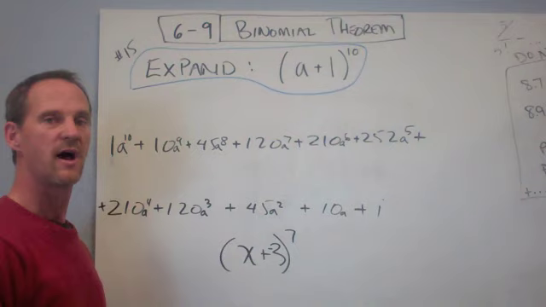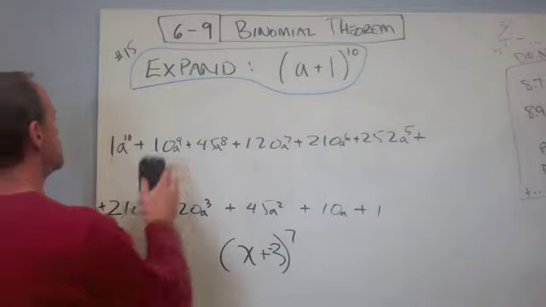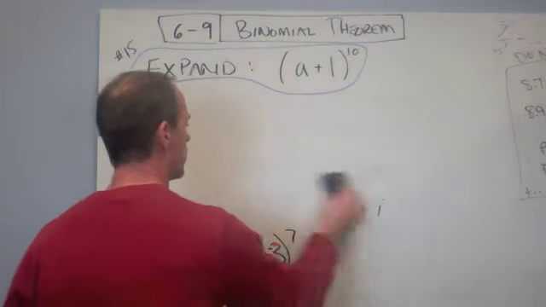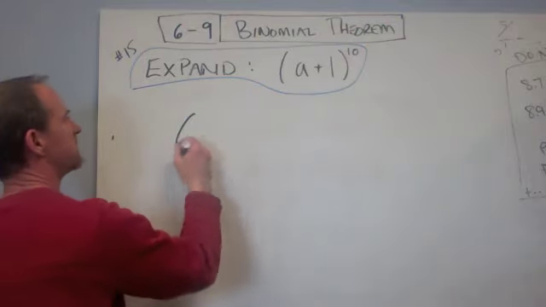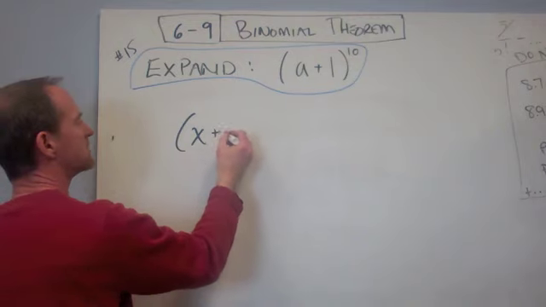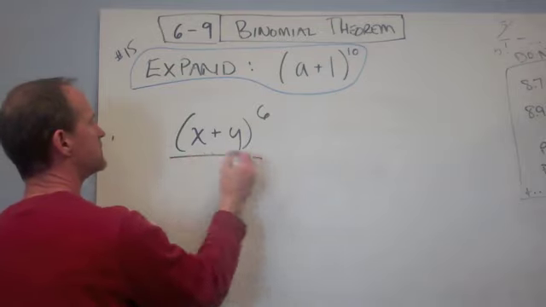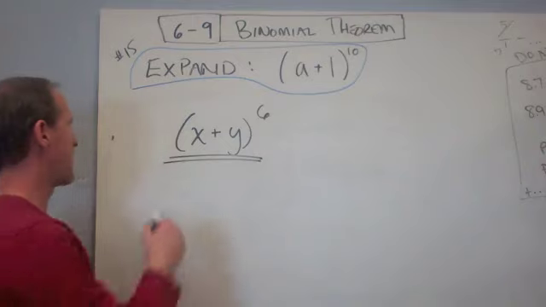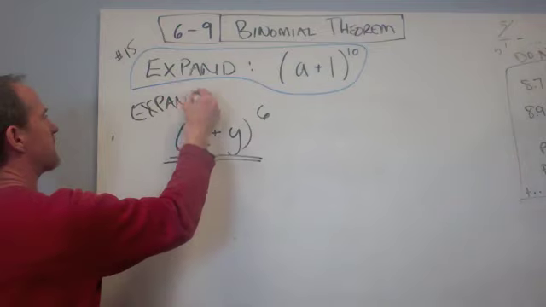So for the homework type check, to make sure you've done this, why don't you do a simpler one? Why don't you do something like this, x plus y to the 6th, okay? Why don't you try expanding that and bring that in for homework.